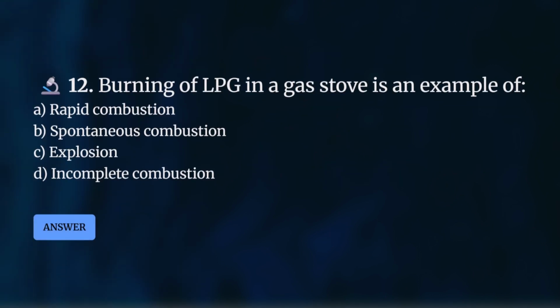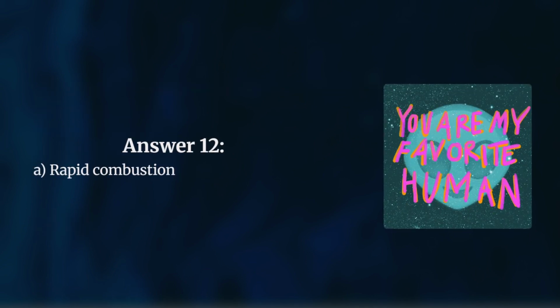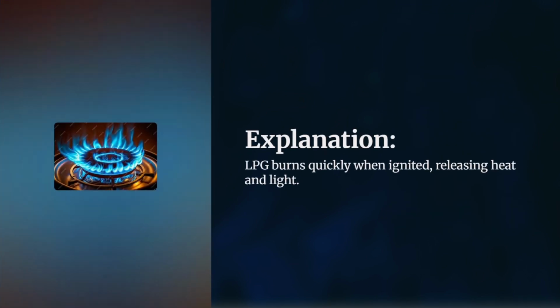Moving on to question number 12. Burning of LPG in a gas stove is an example of: options are A. Rapid combustion, B. Spontaneous combustion, C. Explosion, D. Incomplete combustion. The correct answer to the question is rapid combustion. LPG burns quickly when ignited, releasing heat and light.